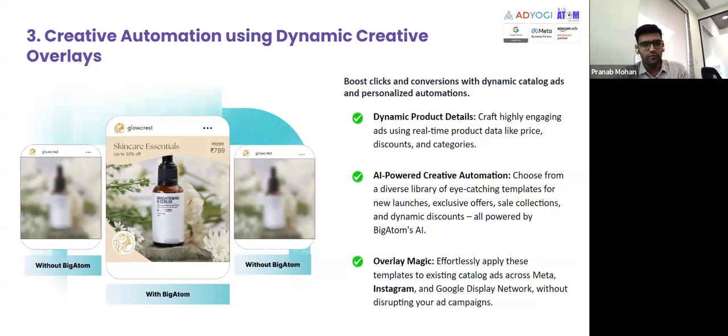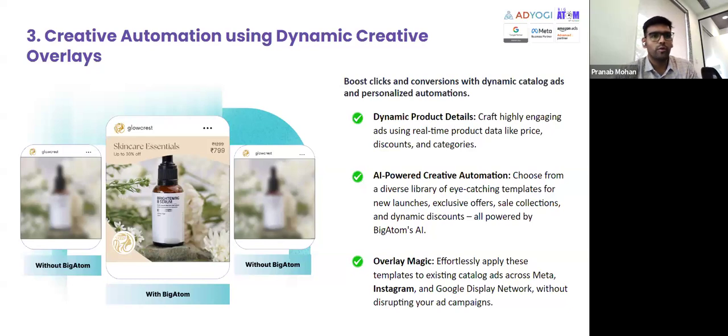So any overlays that you use from the Big Atom dashboard get automatically reflected on your Instagram. At the same time, any overlay change on a specific product does not push your ad into a learning phase. So your ad's learnings remain intact, and you're also able to promote multiple or customizable overlays on top of your products based upon seasonality or festivities in your e-commerce journey.